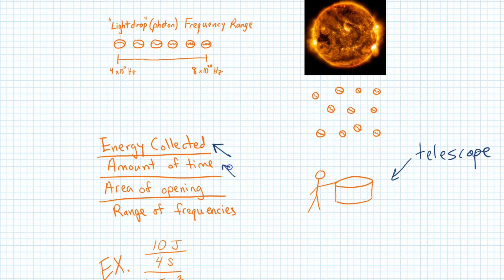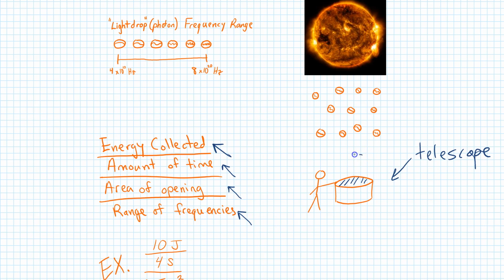So we're going to keep track of how much overall energy entered our bucket. Again, we also want to keep track of how much time we collected the light for, because the longer I collect light for, the more light I'm going to collect. Again, we want to know what the area is for this opening, because if this is a bigger area, then I'm going to collect more light. If it's a smaller area, I'll collect less light.